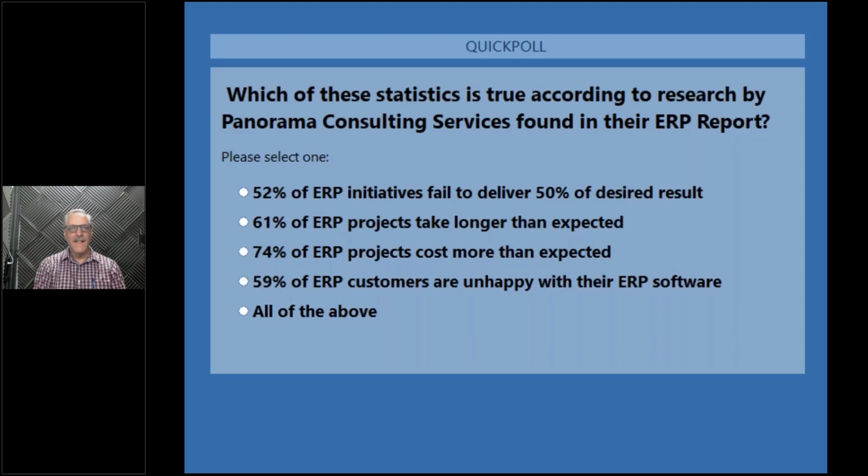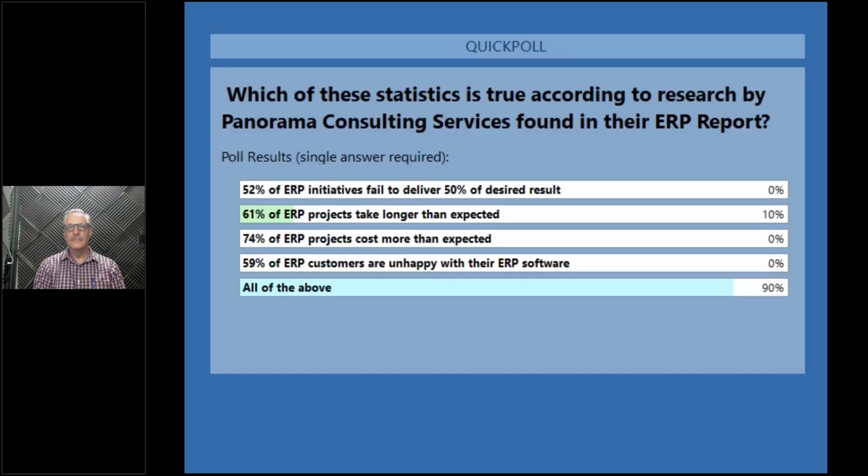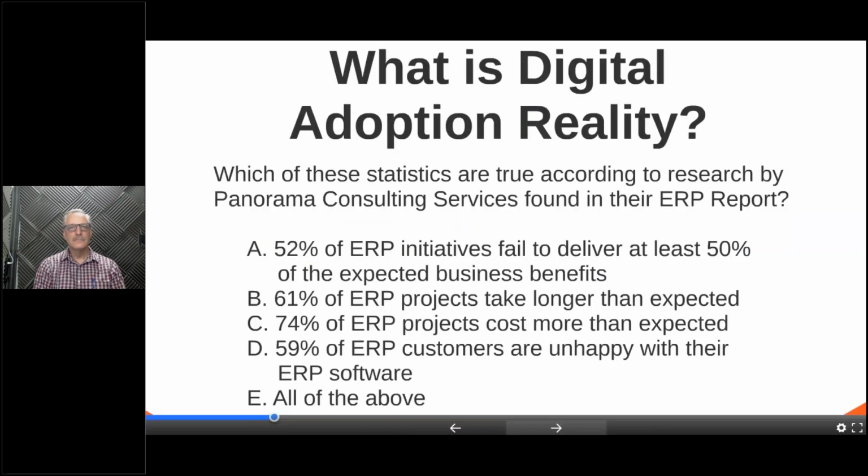Looks like we've got a lot of people agreeing on one particular answer. I'll go ahead and close this off and show those results. So 90% of our audience said all of the above. 10% said 61% of ERP projects take longer than expected. So yeah, everybody agrees that it's all of the above. And in this particular case, based on the data, the answer is all of the above.